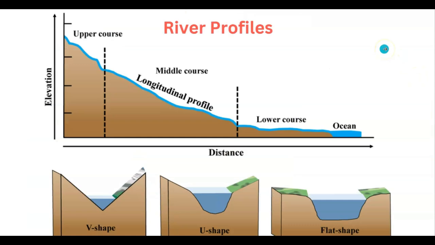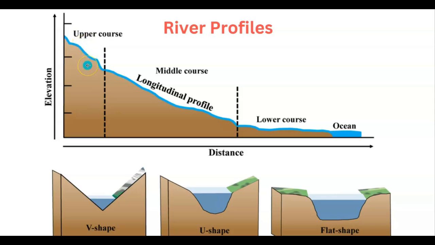Then let's take a look at river profiles. This is the first profile. This is a longitudinal profile, which shows the gradient of the river from the source over here to the mouth over here. You can see the river is divided into the upper course, middle course, and the lower course. The upper course is the steeper section of the river. Over here, it is towards the source.